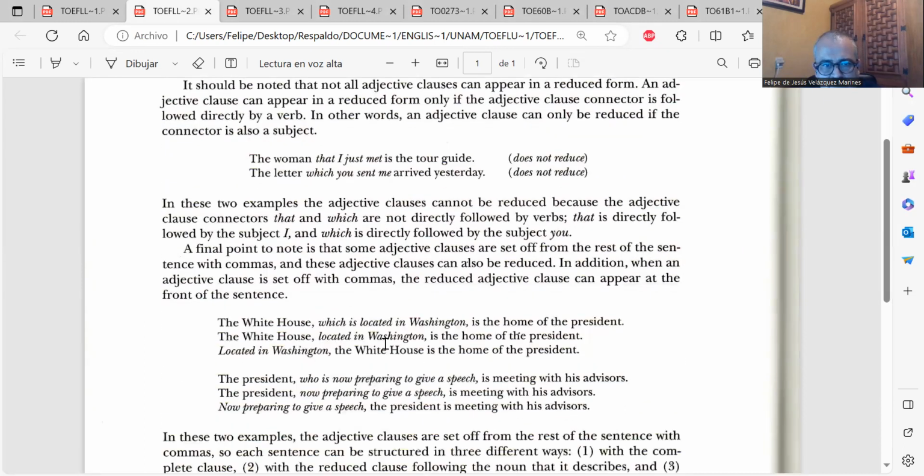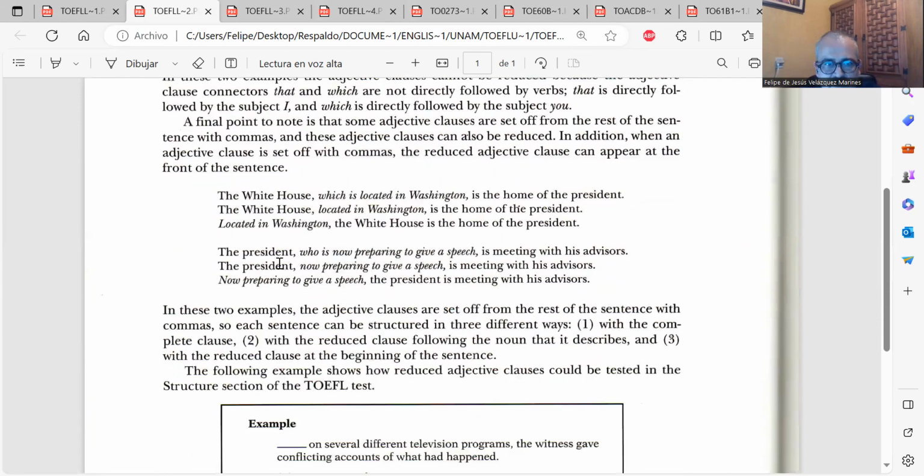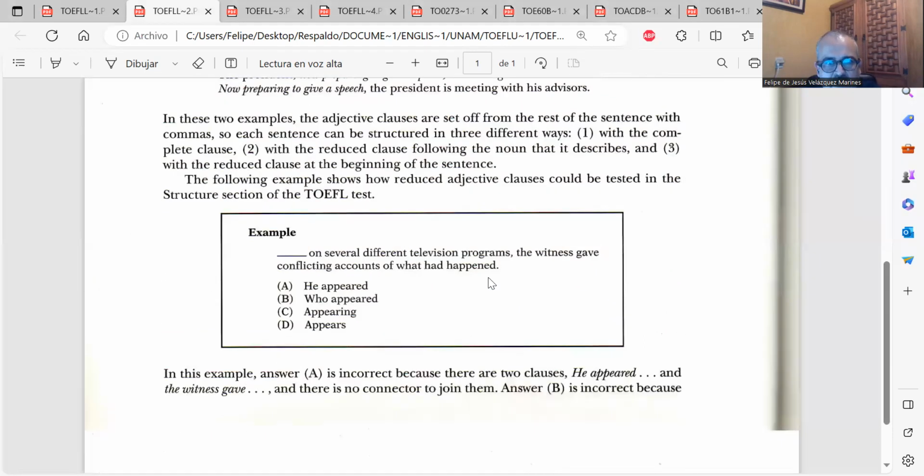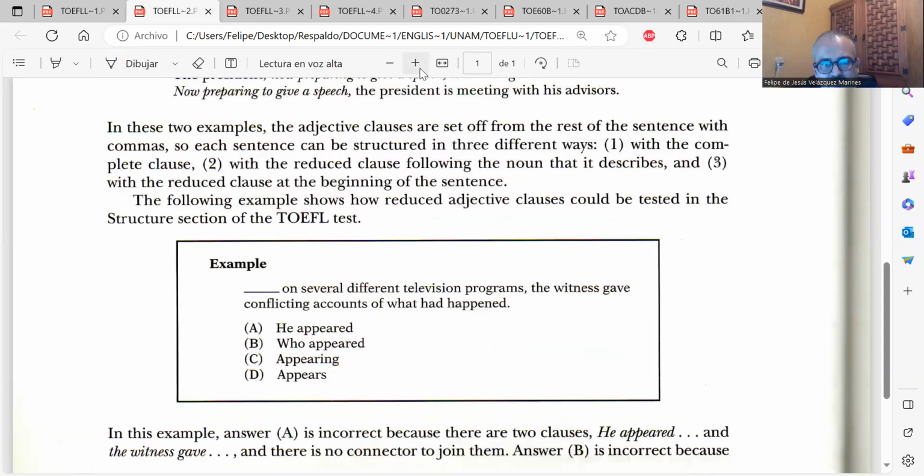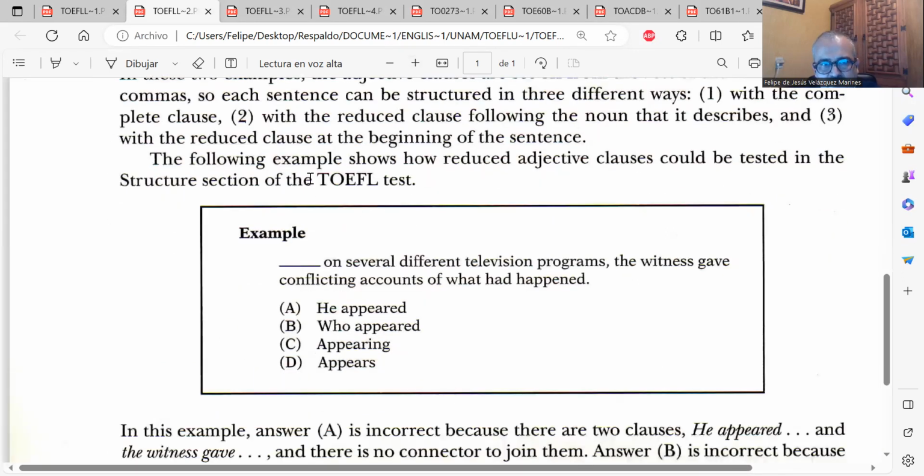So, and this is what I told you about fronting. Yes, the White House, which is located in Washington, is the home of the president. So located, the White House located in Washington is the home of the president. Located in Washington, the White House is the home of the president. The president who is now preparing to give a speech is meeting with his advisors. The president now preparing to give a speech is meeting with his advisors. Now preparing to give a speech, the president is meeting with his advisors. Okay, so Felipe, yes, how would you complete the first one?